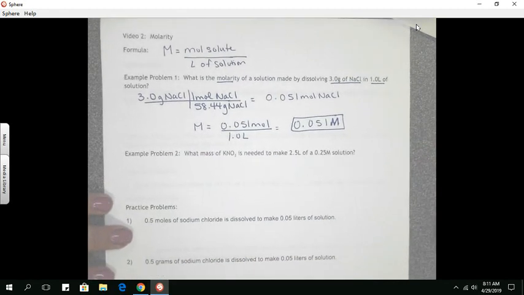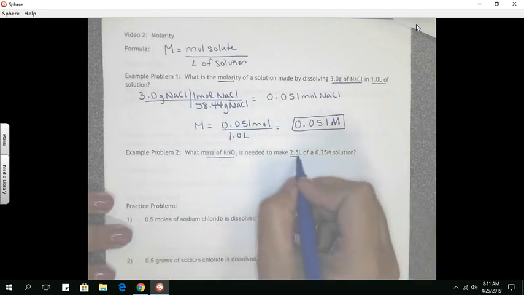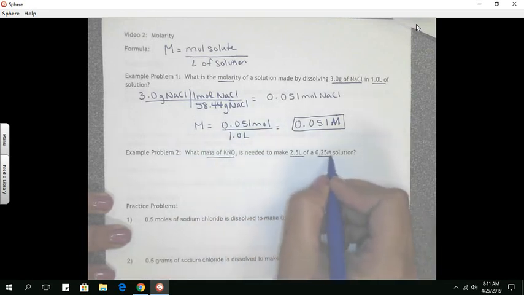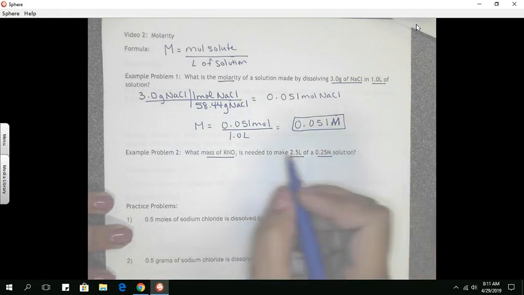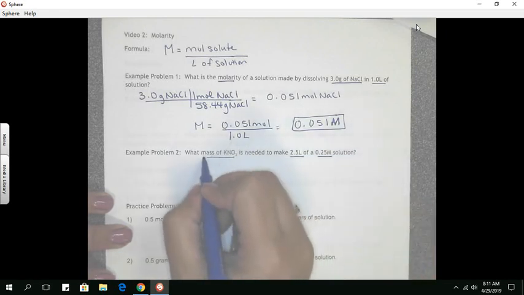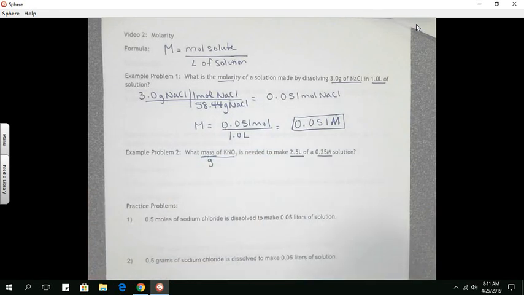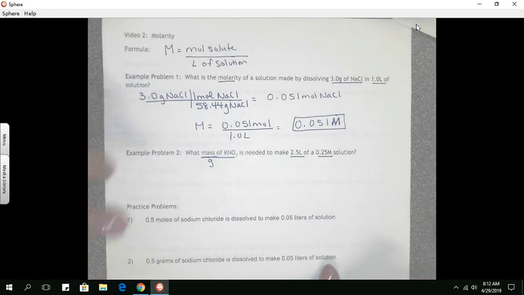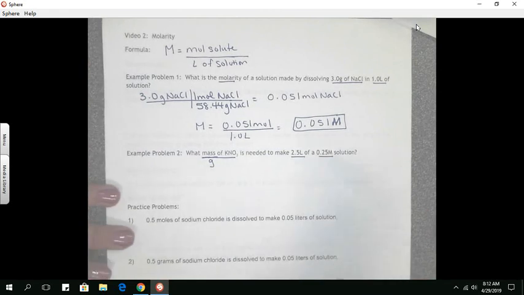liter. Alright, so next one, it says what mass of potassium nitrate is needed to make 2.5 liters of a 0.25 molar solution. Now remember, we describe mass in terms of grams, but our equation uses moles. So first we have to get moles, and then we can convert to grams. So this is kind of a backwards problem from number 1. So let's plug into our equation.